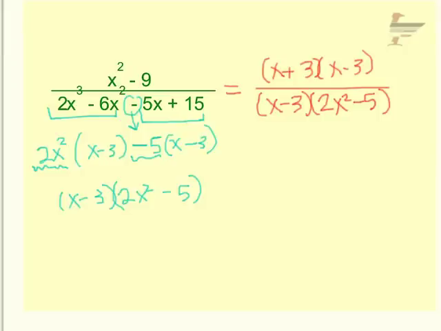And now that it's factored, you go to simplify and look for anything on the top that would cancel with the bottom. I see an x minus 3 and an x minus 3, and nothing else is the same, so our final answer will be x plus 3 over 2x squared minus 5.